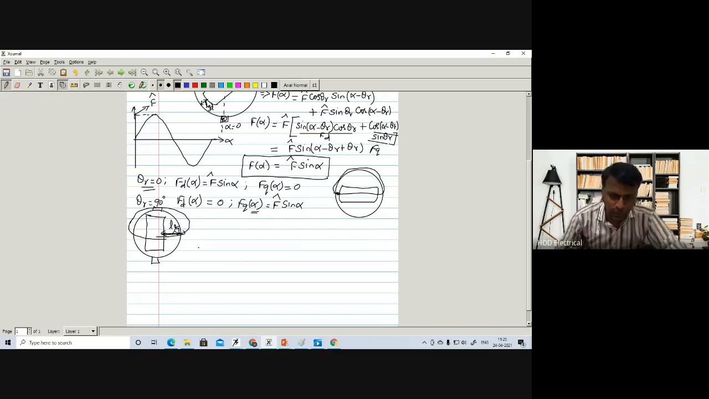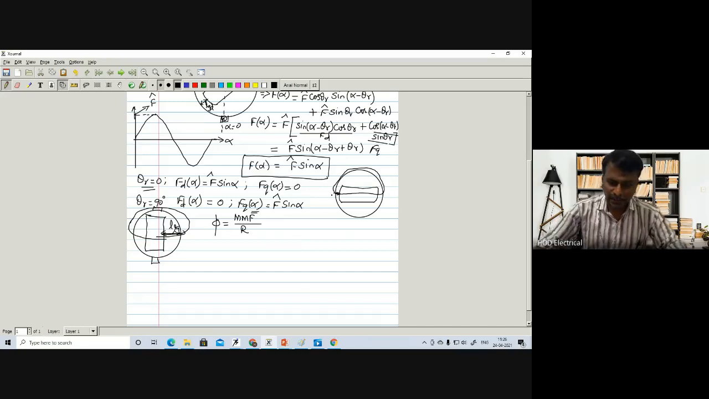In between these two cases, the air gap magnetomotive force has the combination of Fd of alpha and Fq of alpha. So we can understand the contribution of magnetomotive force due to the small air gap and due to the large air gap. We already know that magnetic flux is nothing but magnetomotive force divided by reluctance.